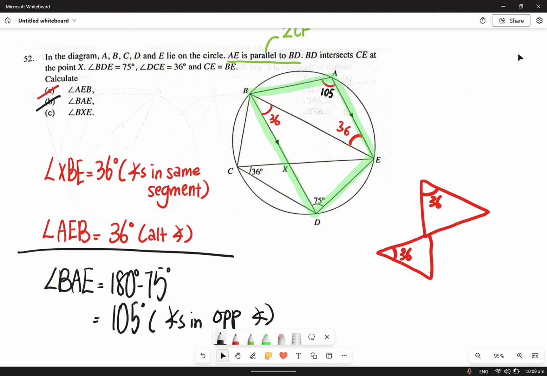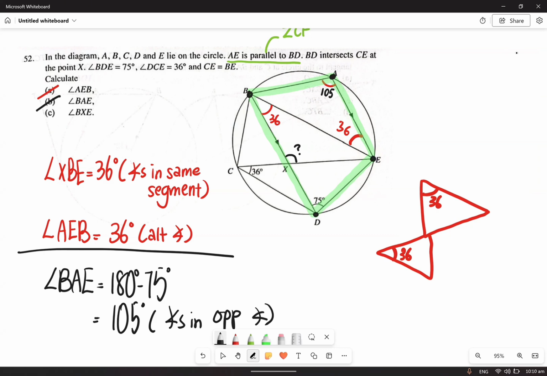This is another quadrilateral, BXAE. Is it a quadrilateral again? It's parallel. BXE is this point over here, and this is the question mark. But you cannot say it's a quadrilateral, because it doesn't touch the four corners. So you cannot just do 180 minus 105. No, it's not, because it has to touch the four corners.